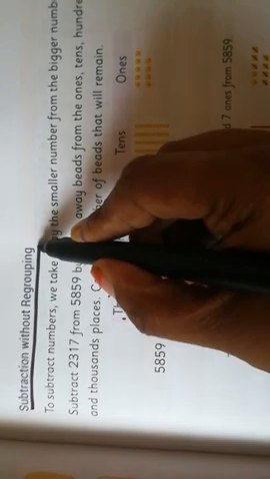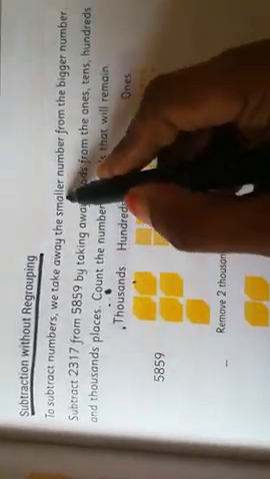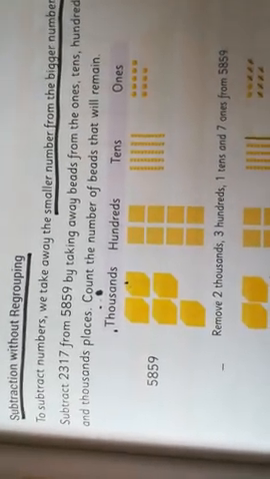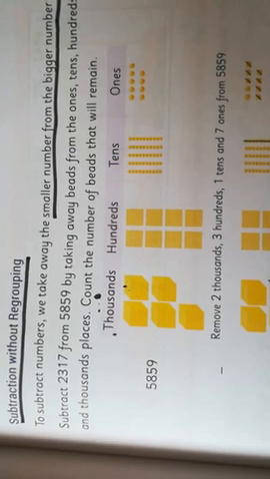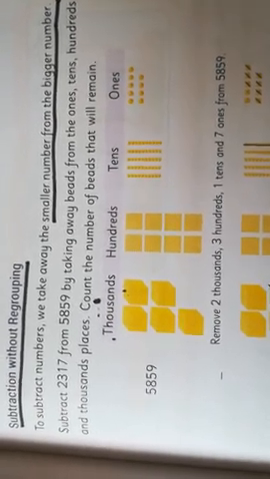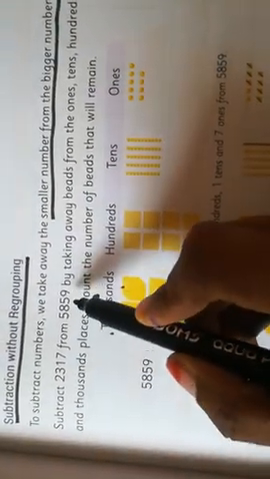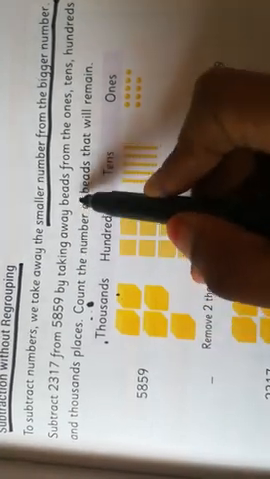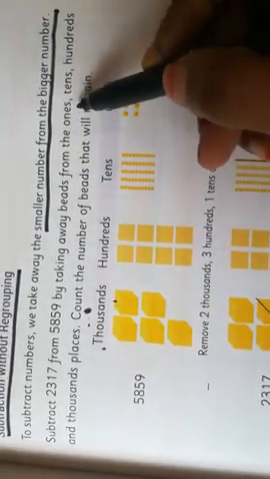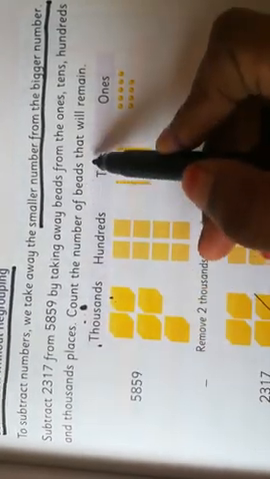Next, we are coming to the subtraction without regrouping method. To subtract numbers, we take away the smaller number from the bigger number. We have to take the first bigger number, and from the bigger number we have to subtract the smaller number. Subtract 2,317 from 5,859 by taking away beads from the ones, tens, hundreds and thousands places. Count the number of beads that will remain.